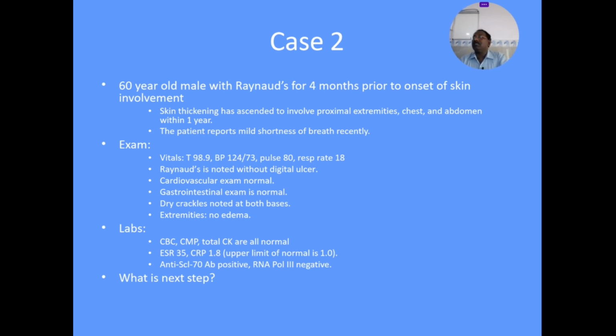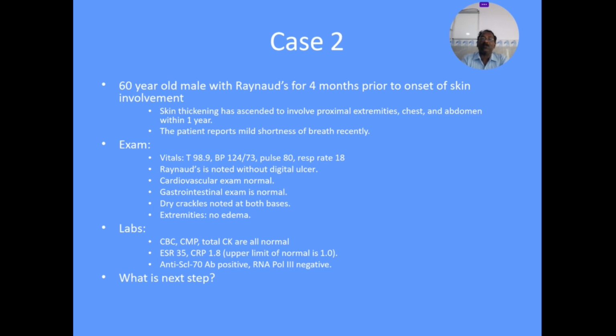Okay, now this is case 2. Now Supriya should answer. Here is a 60-year-old male with Raynaud's for 4 months prior to the onset of the skin involvement. So is it male or female? Male. All autoimmune diseases, if they occur in the male, are very, very aggressive. So male rheumatoid arthritis, very aggressive. Okay, so with Raynaud's for 4 months prior to the onset of the skin involvement.